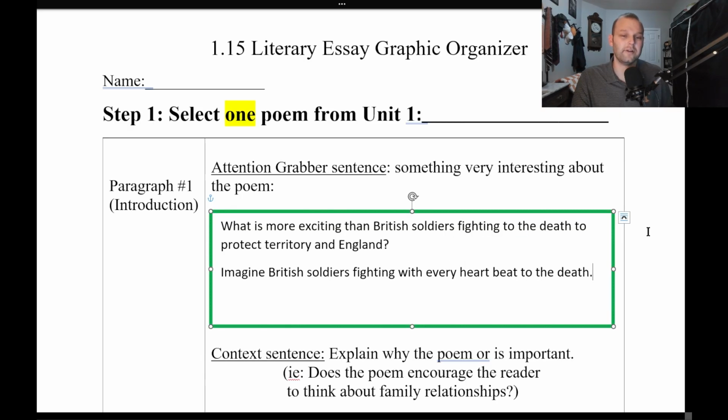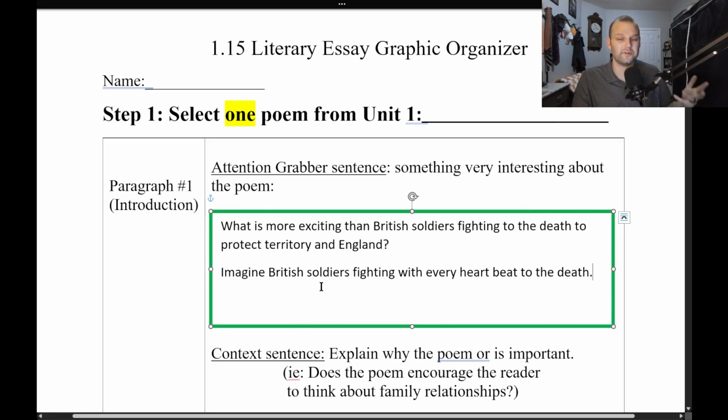Okay, so we'll take a look at The Charge of the Light Brigade by Alfred Lord Tennyson. And if we were to write a literary essay about that poem and grab the reader's attention, we could say, what is more exciting than British soldiers fighting to the death to protect territory and England? Well, we can spice that up a little bit, because the reader knows that British soldiers already fight for England, so we don't have to be redundant there.